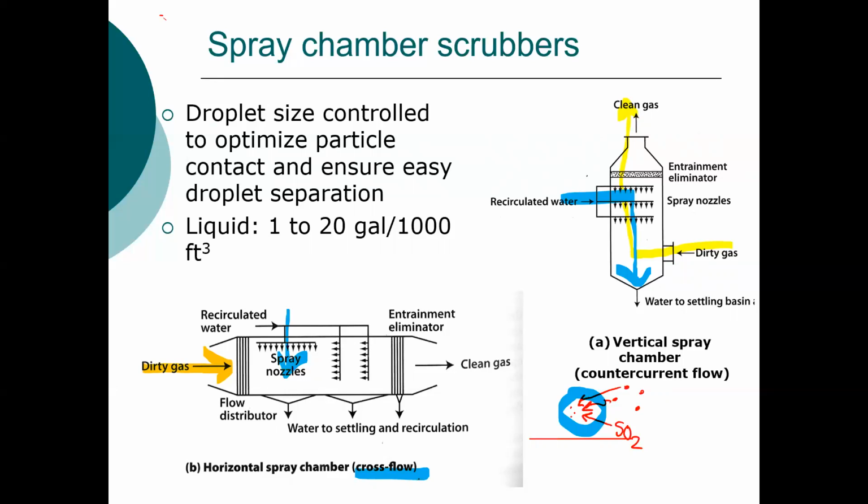You also typically have to replace some of the water. You see this, we have recirculated water here. So you've got some sort of a settling basin, and then that water is recycled here. If your gas is hot, then you're going to have evaporative losses of water, so you'll need some makeup water to replace that water that's evaporated.